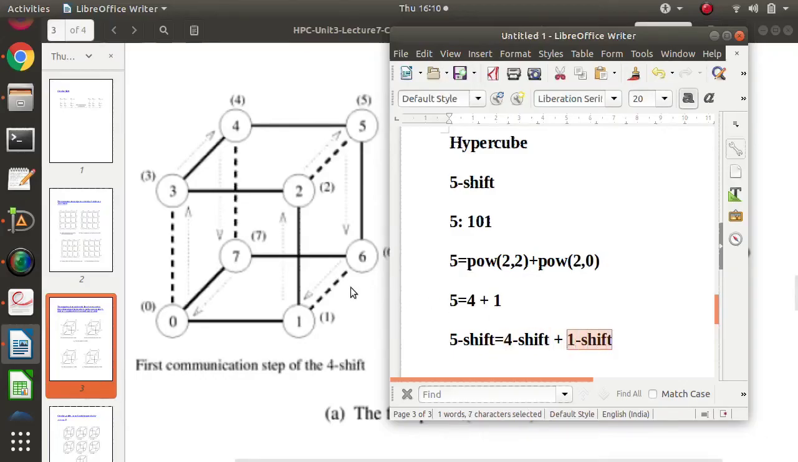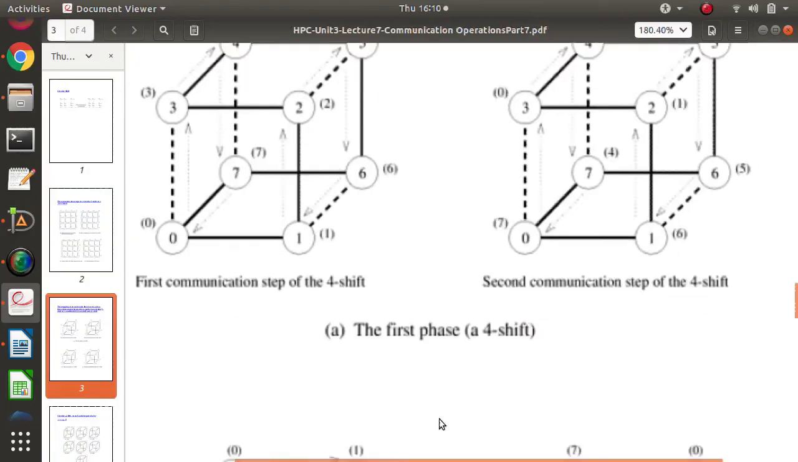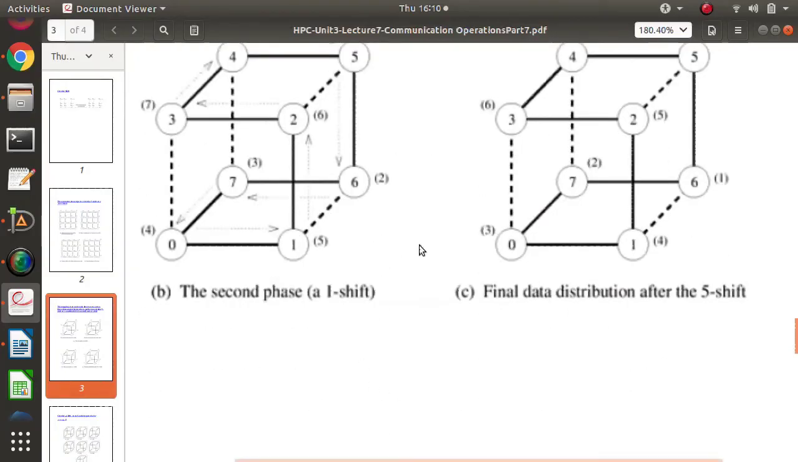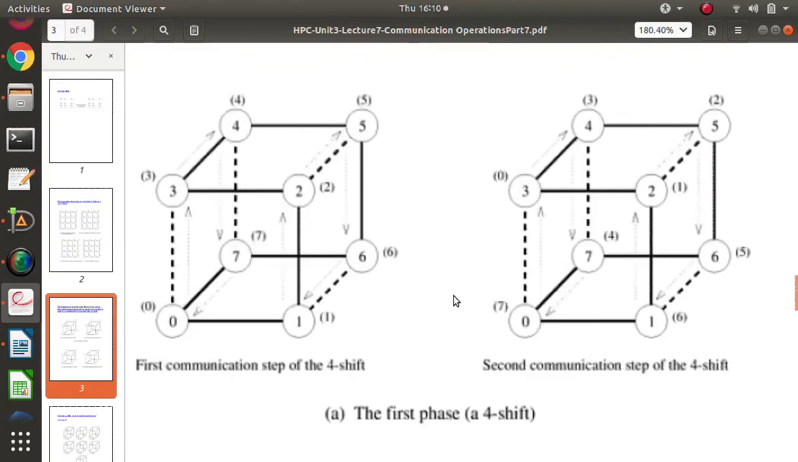So first we'll do the 4 shift. Now see, for a 4 shift there are only 2 steps. Any 4 shift we require just 2 steps, and then the 1 shift. So here you can see the first phase is the 4 shift and then the second phase is the 1 shift only. So how have they done it? See, 0 has sent to 3. So everyone is sending like this. 1 is sending to 2. 6 is sending to 7. Likewise. So this data is sent just to the neighboring node. That is the first step and that is the second step.